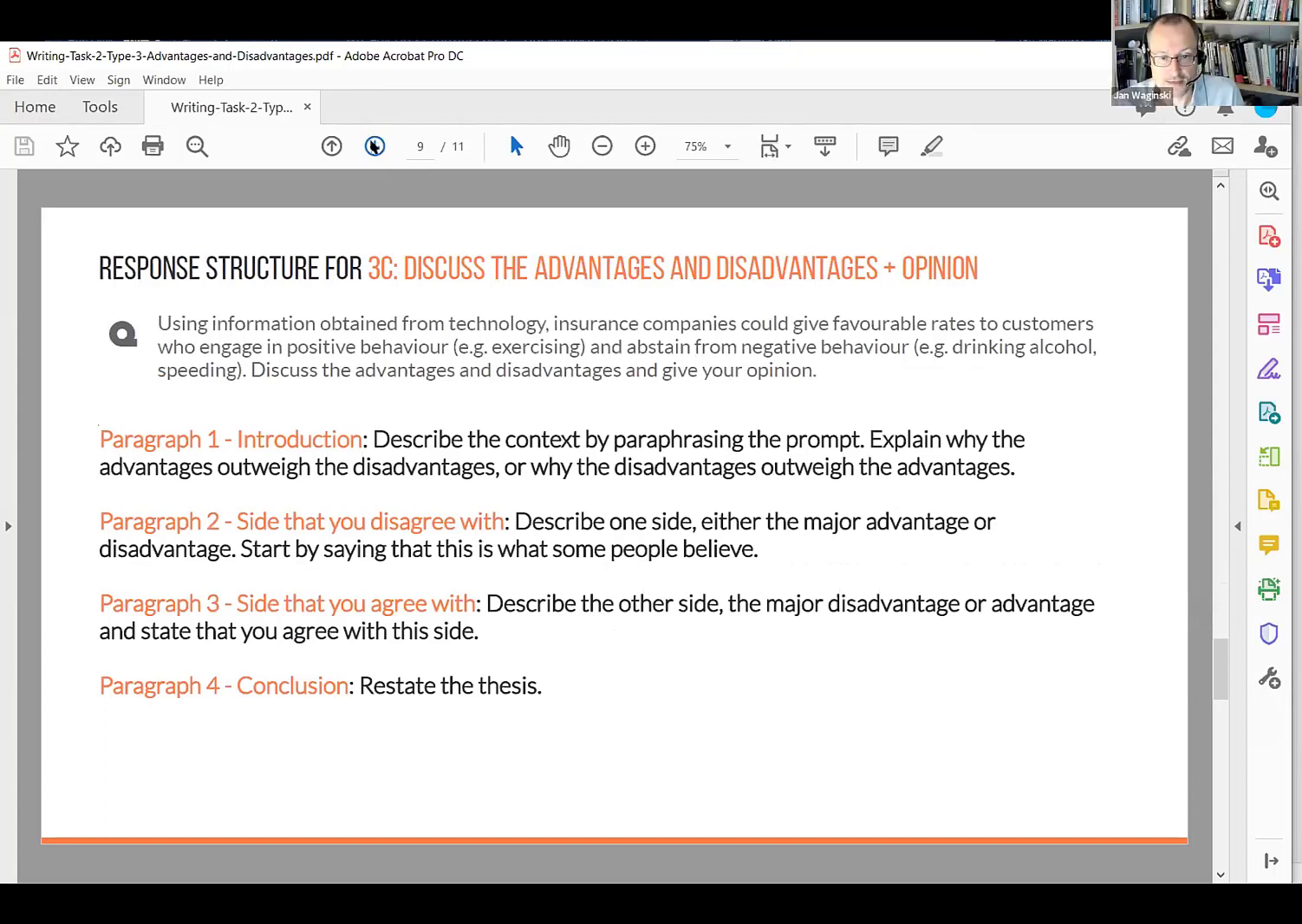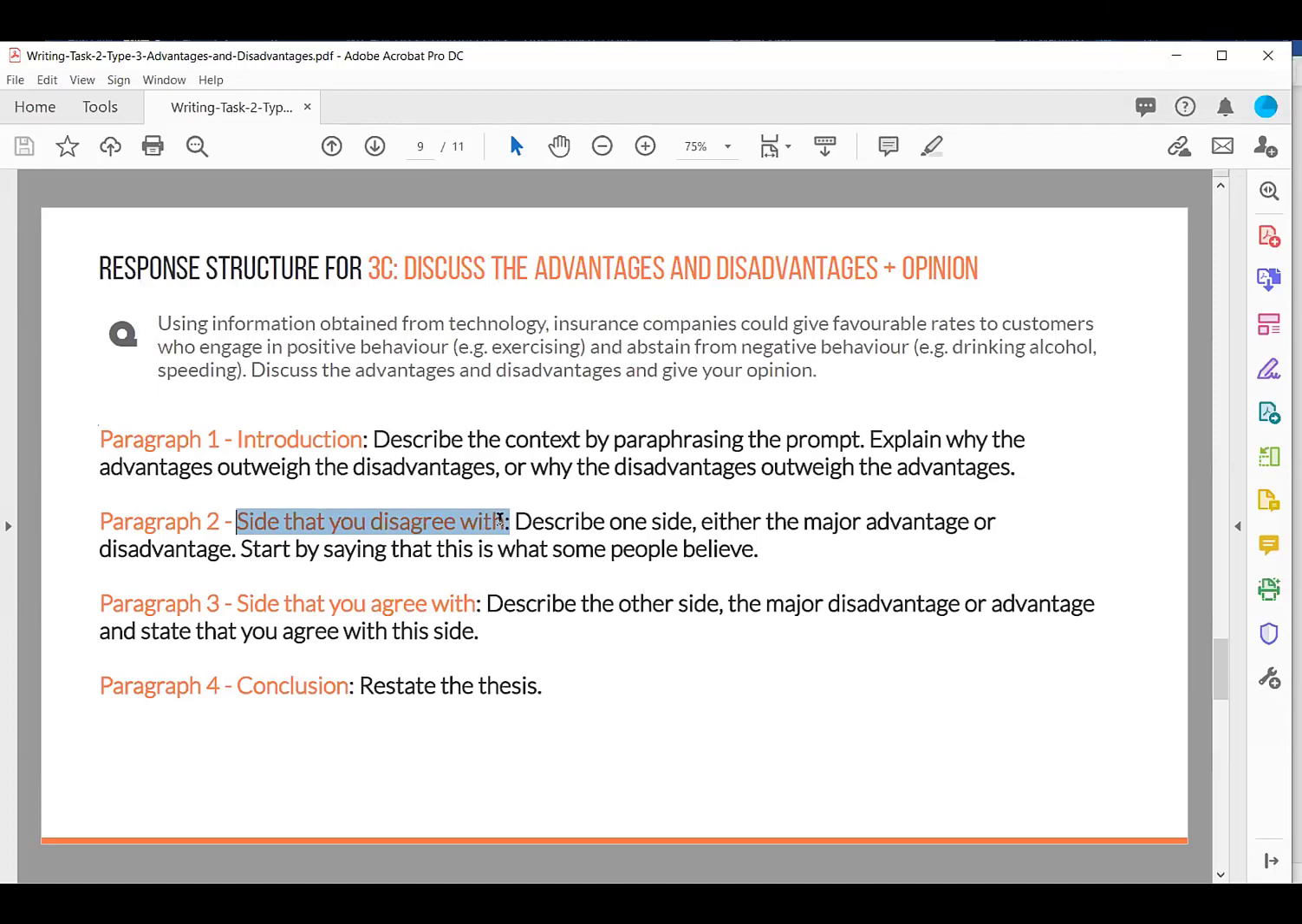And then the final type, discuss the advantages and give your opinion. You don't need to use 3 body paragraphs for this. The side that you agree with and your opinion should be the same paragraph. The easiest way to approach this is to start body paragraph 1 by talking about the side that you disagree with.